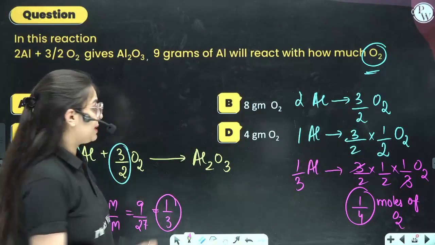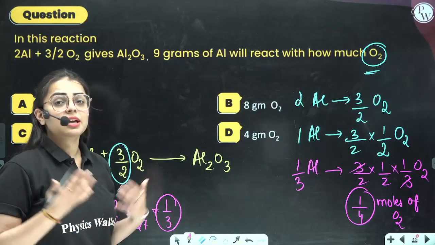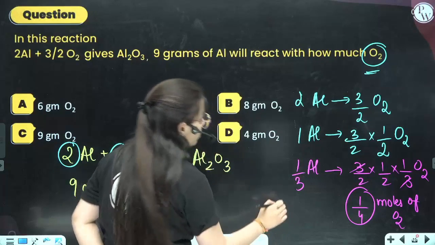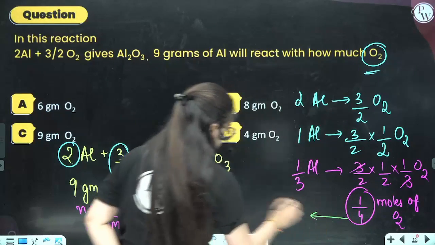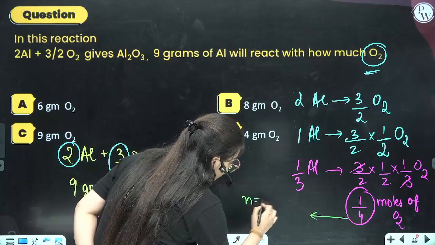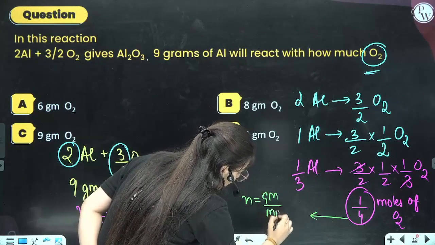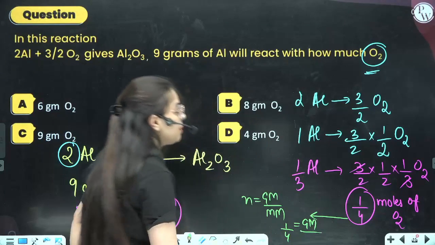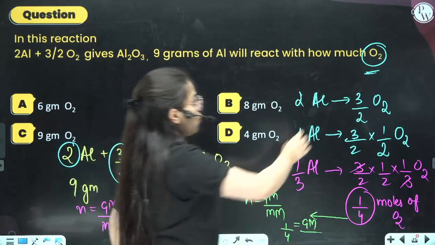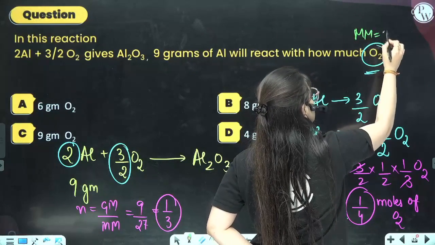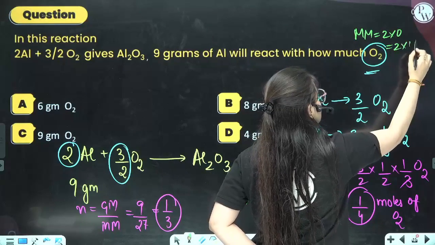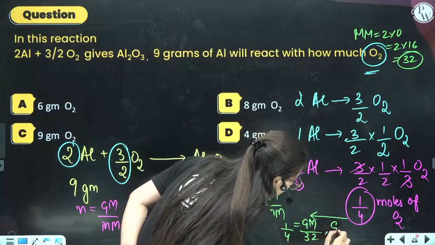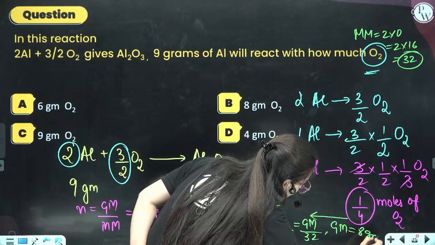But the answer is in grams, and also it is given mass. So, what will be our correct answer? We know that number of moles is given mass upon molecular mass. The number of moles came out to be 1 by 4, which is equivalent to the given mass we need to calculate divided by the molecular mass. Now, molecular mass of O2 is 2 into oxygen mass, which is 16, so this shall come out to be 32. When you cross multiply, the given mass comes out to be 8 gram.